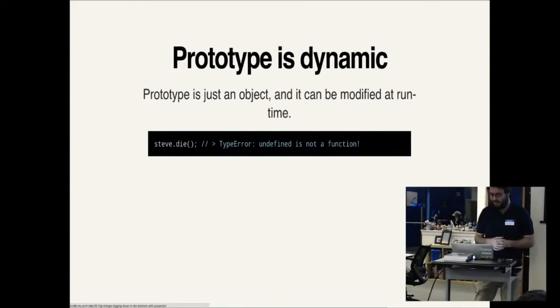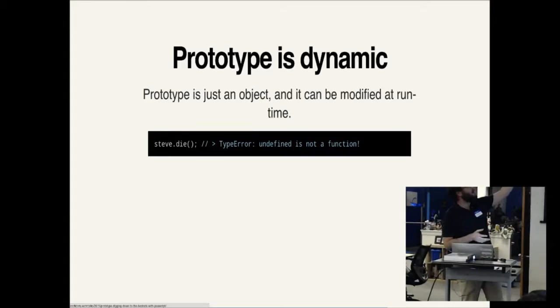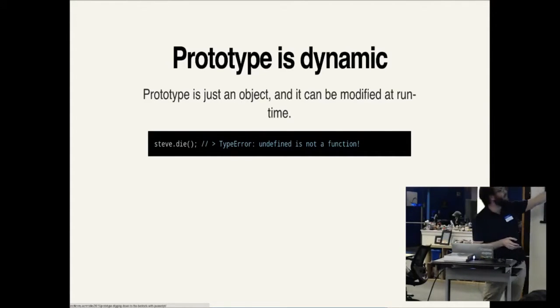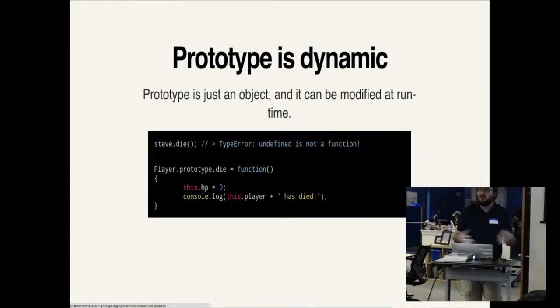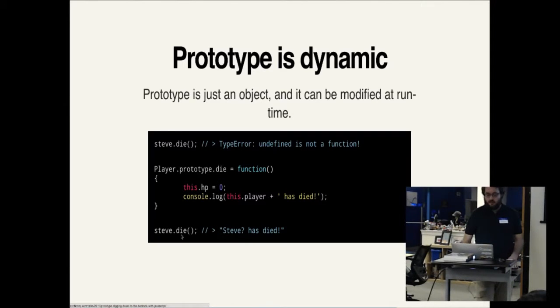But moving on, prototype is dynamic. So for an example, let's say we try to access a die function on our Steve object here. And it's going to throw an error because I haven't shown you die yet. So there's no code that does that. But assuming that we could recover from that error, we could then add that die method to our Player.prototype object. And then all of a sudden, when we try to run it again, it's going to work. So up here, it didn't exist. We added it, and then it works.